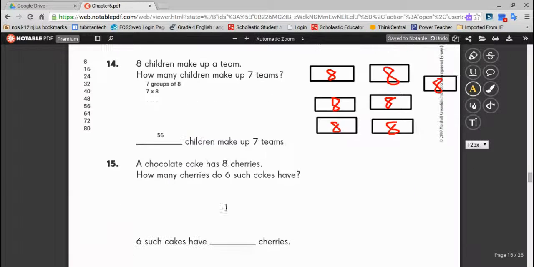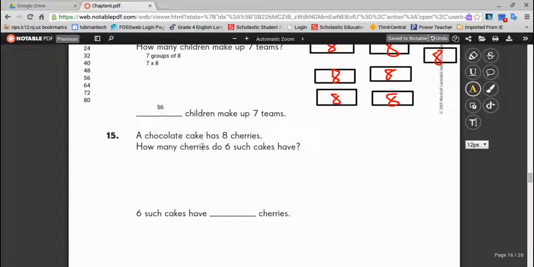Okay, number 15. A chocolate cake has 8 cherries. How many cherries do 6 such cake have? Okay, so let's do the first sentence at a time. A chocolate cake has 8 cherries. So I'm going to draw a nice little cake, or a circle to represent my cake. And I know it has 8 cherries. So then it says, how many cherries do 6 such cake have? So I need 6 cakes.